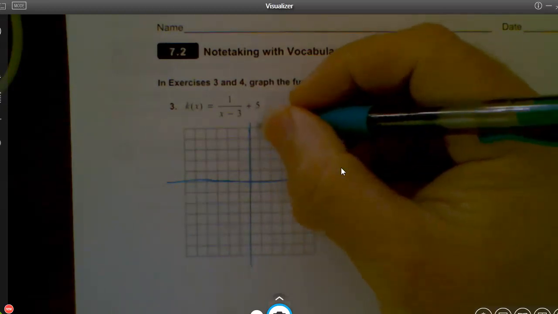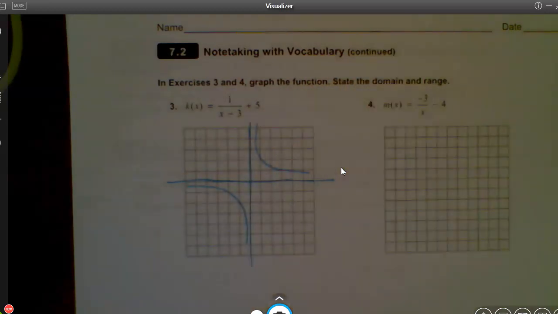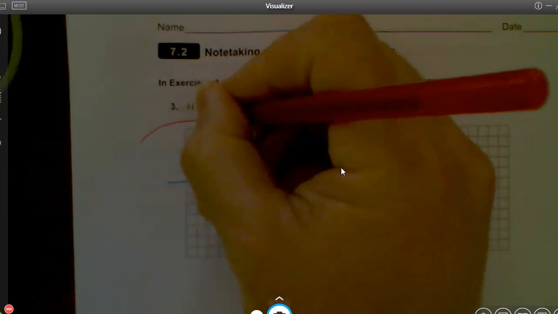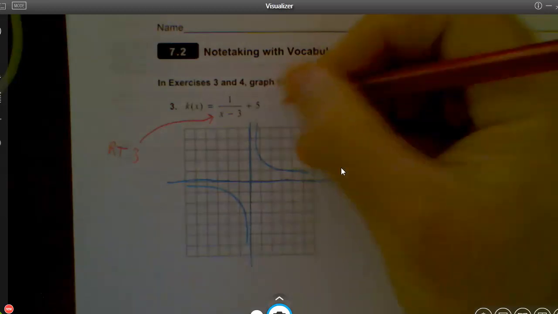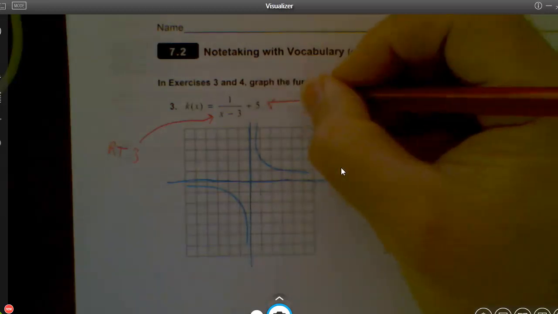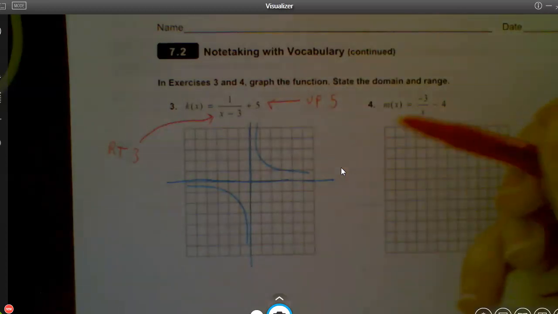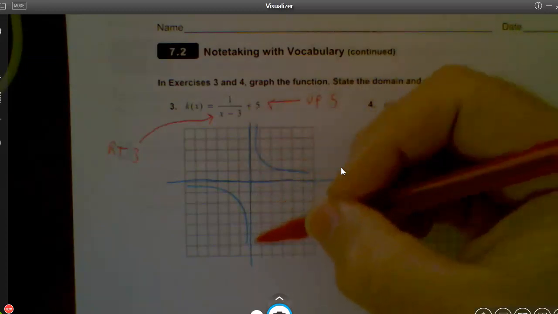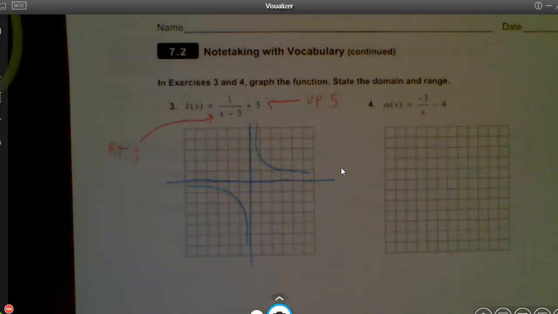So if I had my parent function, 1 over x, I know it looks like this. And so now I'm going to throw in the transformation. So remember what this is going to do to your graph. Because it's x minus 3, I know it's going to go to the right 3. And this guy at the end is going to cause it to go up 5. So don't forget on these guys too that you also had a vertical asymptote through x equals 0. You also have a horizontal asymptote through y equals 0. And those guys are going to shift as well.